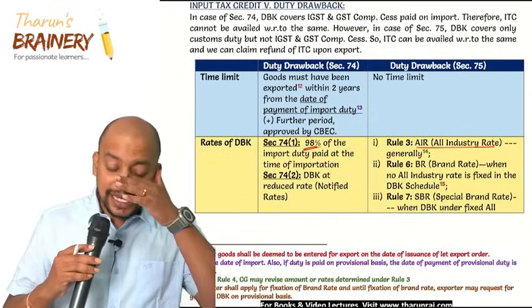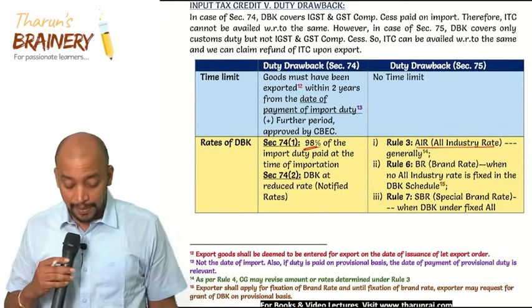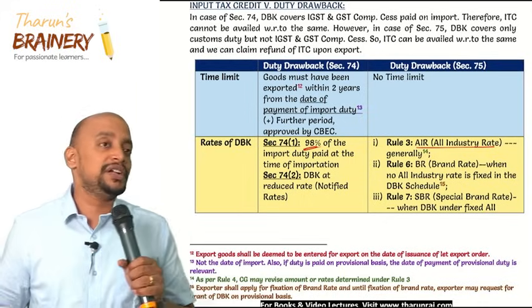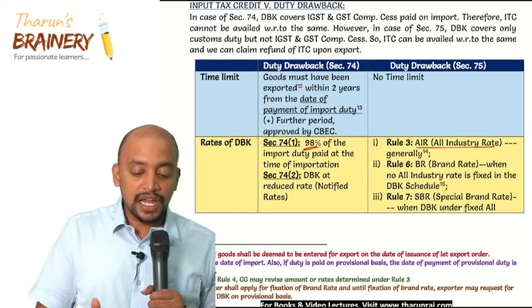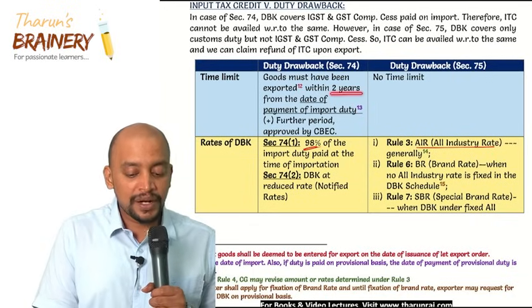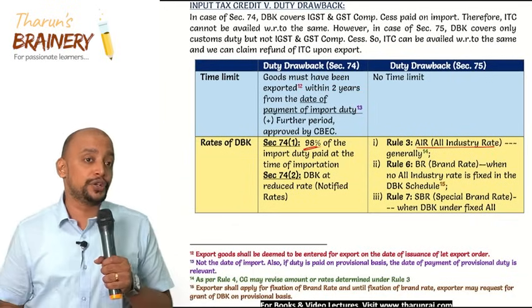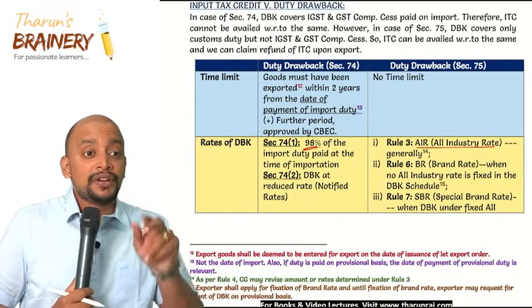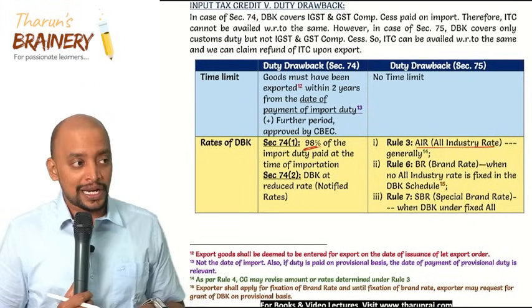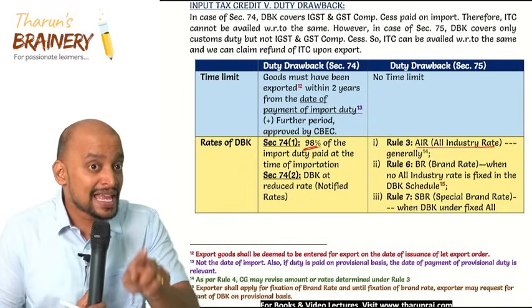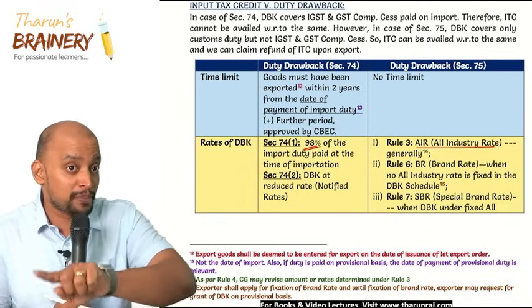Then section 74, when is it applicable? Imported goods exported as such. What is the time limit within which it should be exported? The imported goods should be exported within 2 years from the date of payment of import duty. Superb point. It is not from the date of import. From the date of payment of import duty means you imported it, you kept it in the warehouse for 6 months, and thereafter you cleared it upon payment of duty.